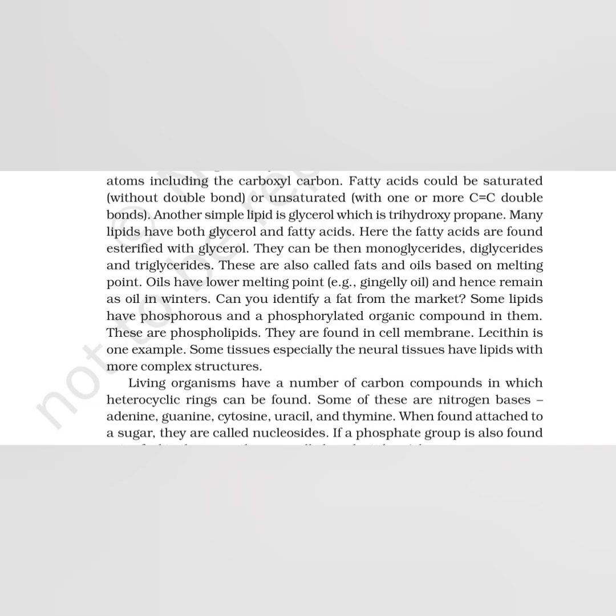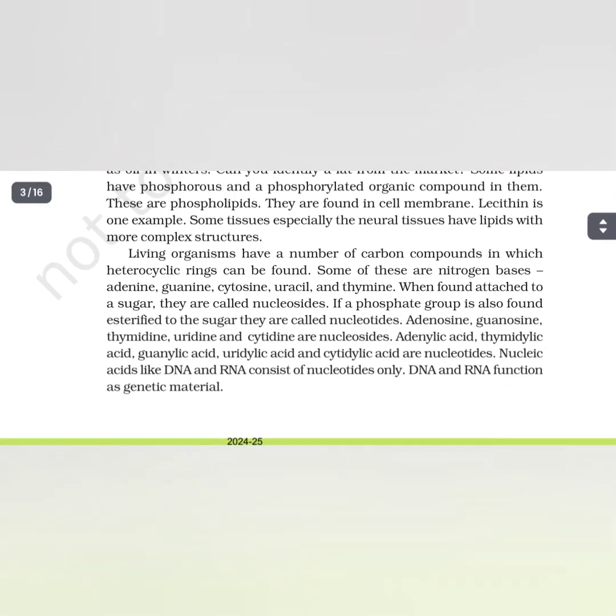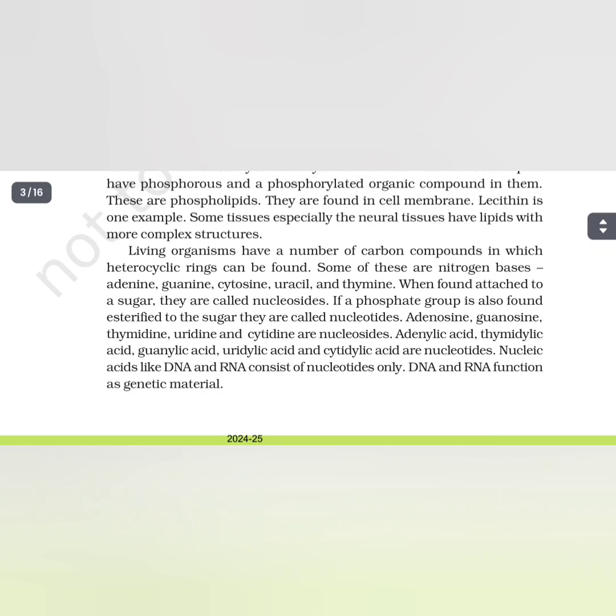Some lipids have phosphorus and a phosphorylated organic compound in them. These are phospholipids. They are found in the cell membrane. Lecithin is an example. Some tissues, especially the neural tissue, have lipids with more complex structures.